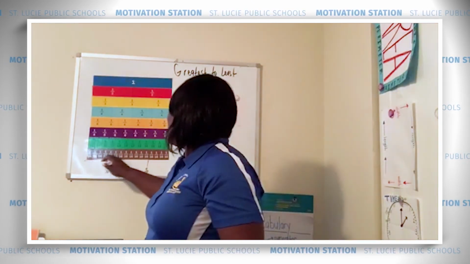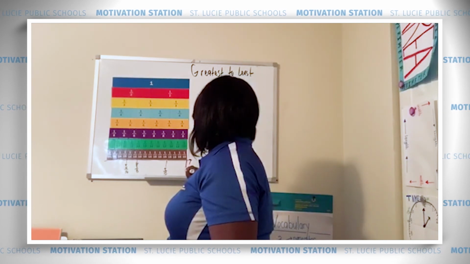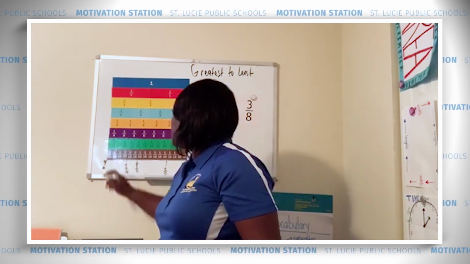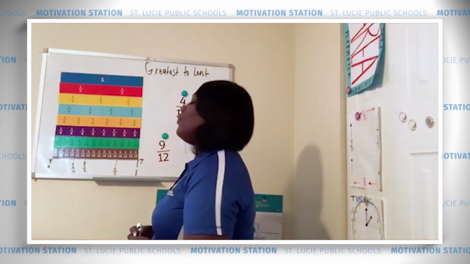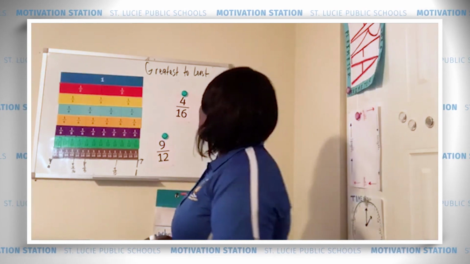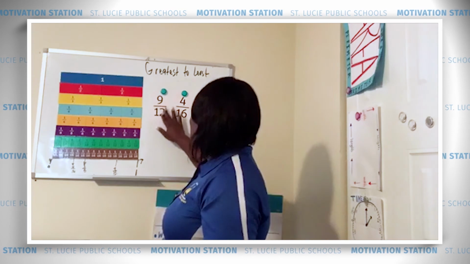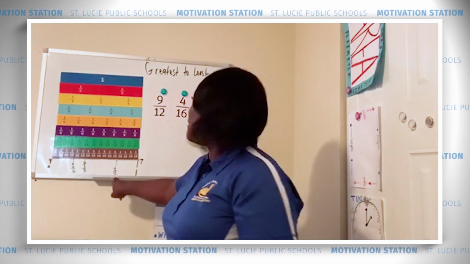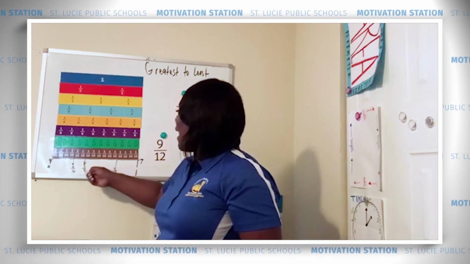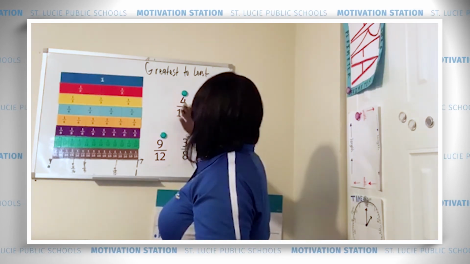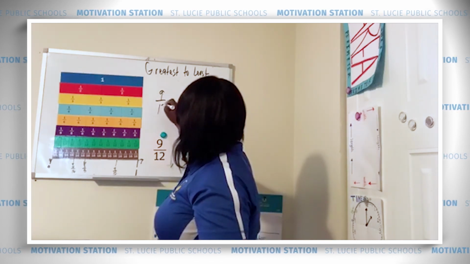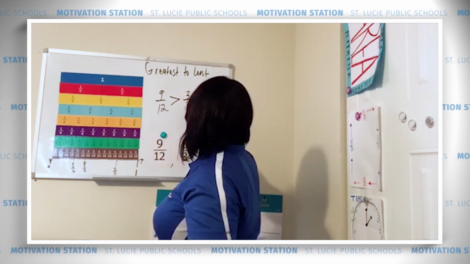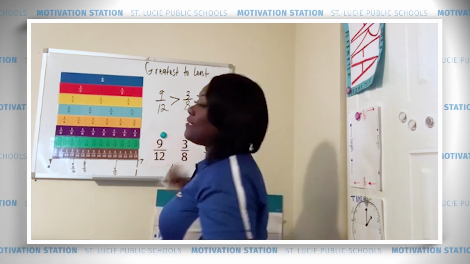Now if I look at this as a number line from 0 to 1, the closer you are to 1, the larger you are. The farther away that you are from 1, the smaller you are. So if I'm going from greatest to least, which of these three fractions is closest to 1? The 9/12. And going backwards, I would run into the 3/8, and then finally the 4/16. So from greatest to least, I will put them in this order. 9/12 is greater than 3/8 is greater than 4/16.